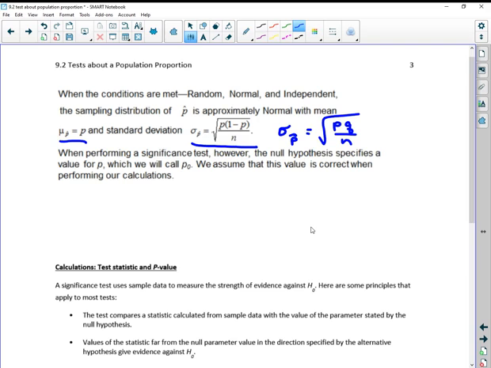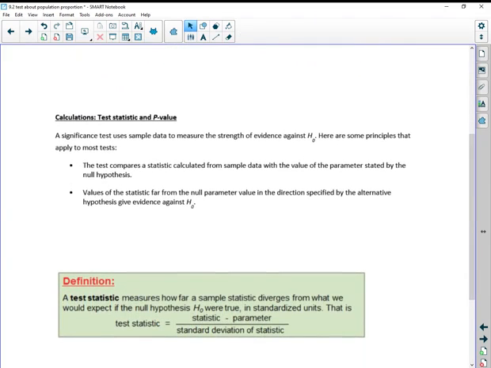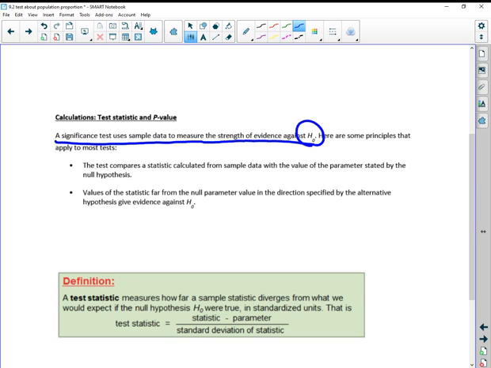Okay, looking down this page. So basically we are doing significance tests, which use the sample data to measure the strength of the evidence against the null, because you've basically assumed that the null is true. Although you should never say that you think the null is true, we are going to assume that it is, and we're looking for evidence against it. The test is going to compare the statistic calculated from the sample data to the parameter that you've stated in your null hypothesis.